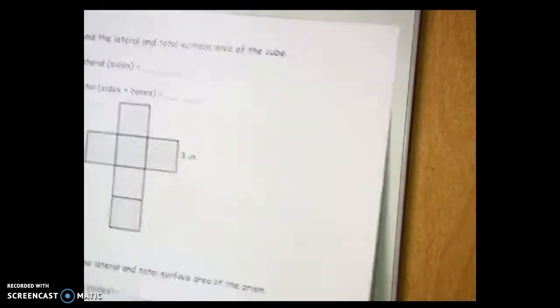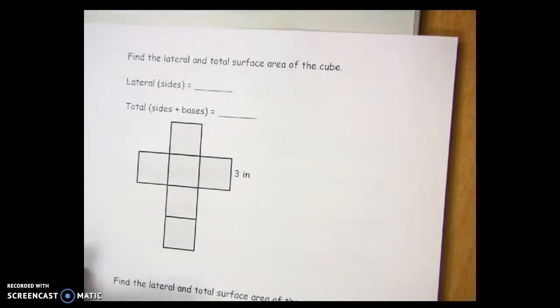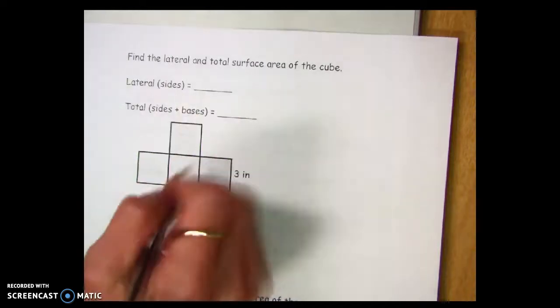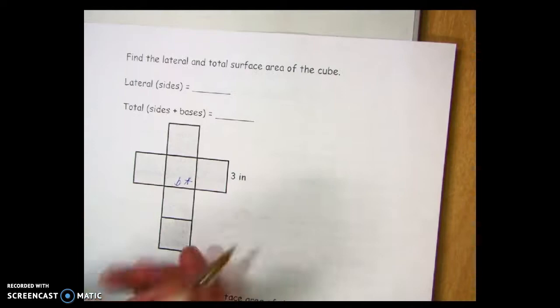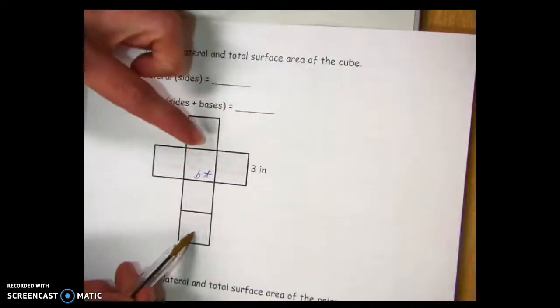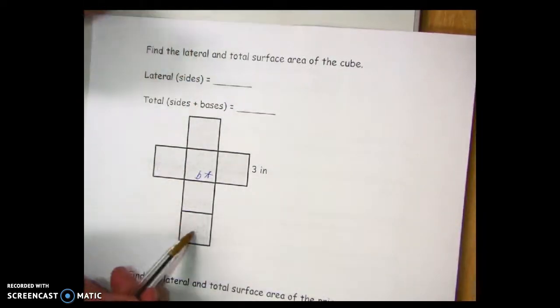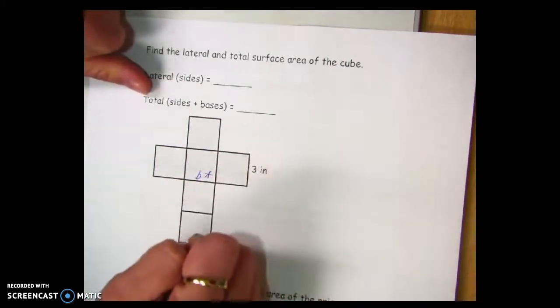Okay, let's look at the back one. Find the lateral and the total surface area of the cube. Again, on a cube, it's not going to matter which ones we say are the bases. So I'm going to say this one because it would be on the bottom. And then these all would fold up, and this one would come over on the top, this one right here. So this would also be a base.